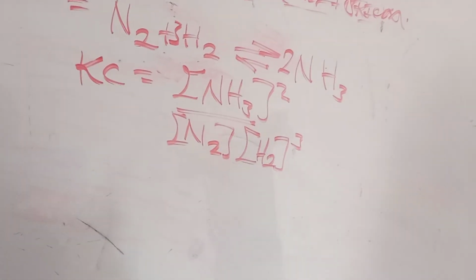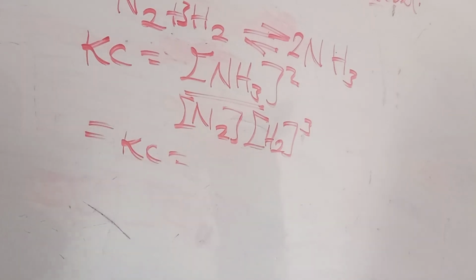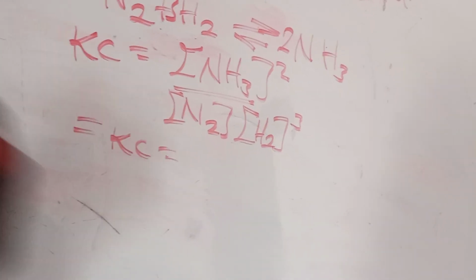So what is the next thing here? Nothing to worry about. Kc is equal to, and we start expressing because we've been given the data. What's your data there?